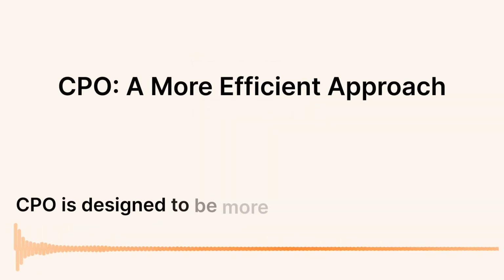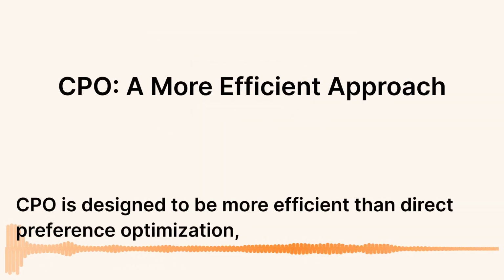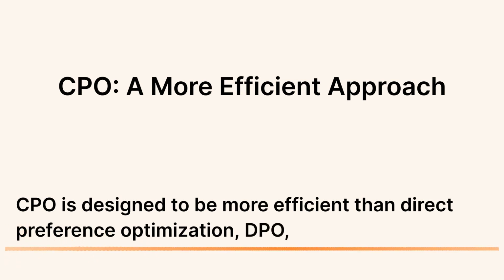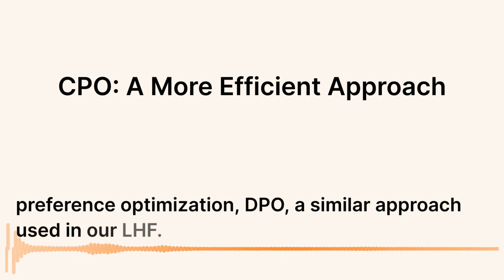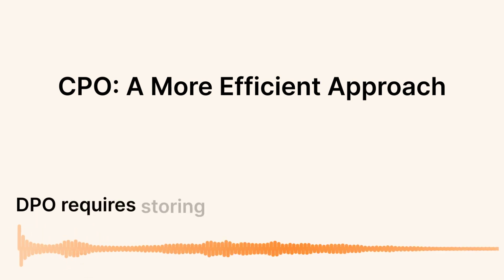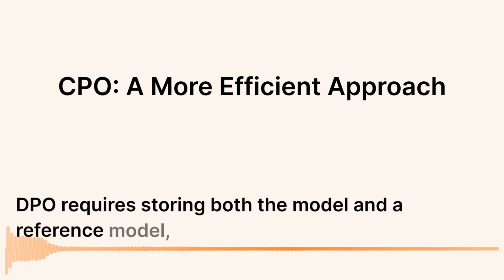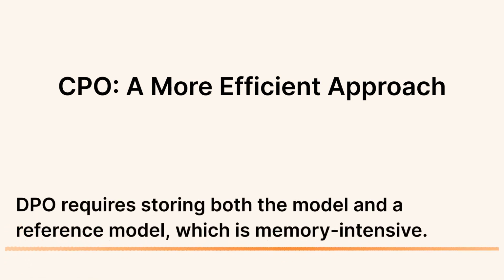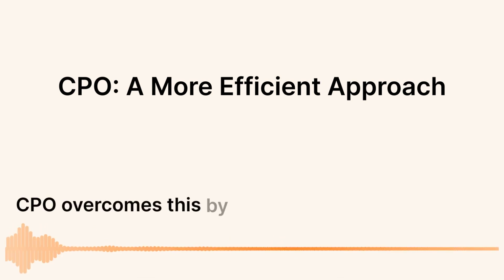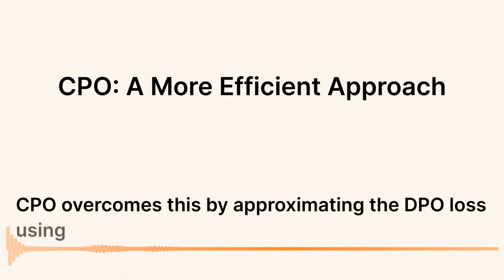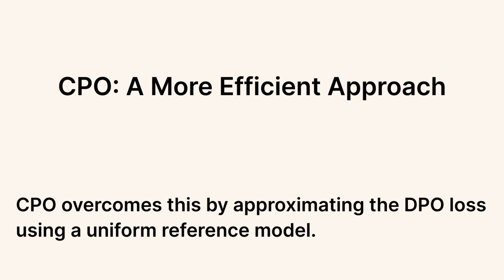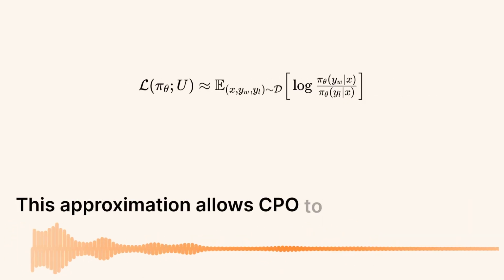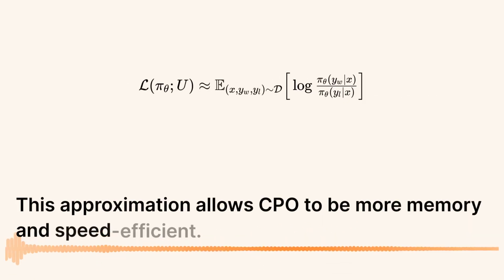CPO is designed to be more efficient than direct preference optimization, DPO, a similar approach used in RLHF. DPO requires storing both the model and a reference model, which is memory-intensive. CPO overcomes this by approximating the DPO loss using a uniform reference model. This approximation allows CPO to be more memory and speed efficient.